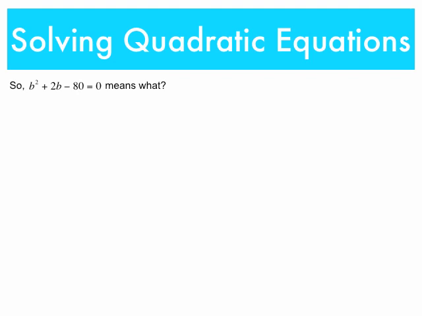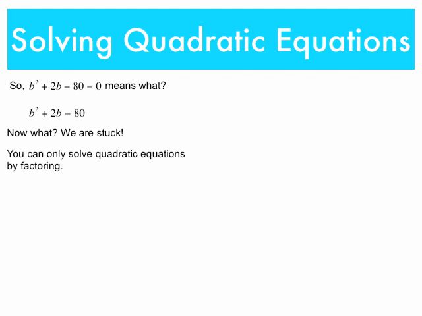So we've got b squared plus 2b minus 80 equals 0. What does that mean? How on earth do I solve for b? If that b squared wasn't there, I would just add 80 to both sides. But with that b squared there, there's nowhere to go from here. So we're stuck. You can only solve quadratic equations by factoring. To be more specific, you can only solve nonlinear polynomial equations by factoring. So it doesn't even have to be quadratic. It could also be cubic or quartic or a higher power.